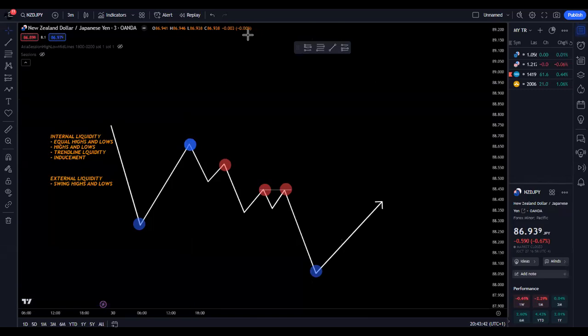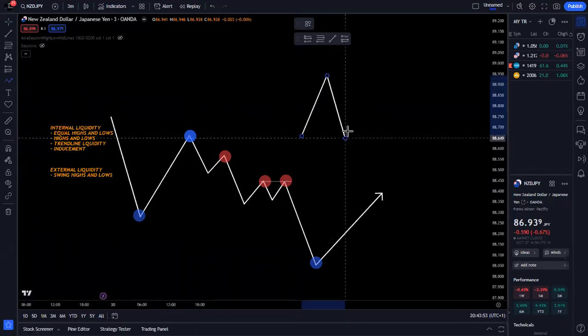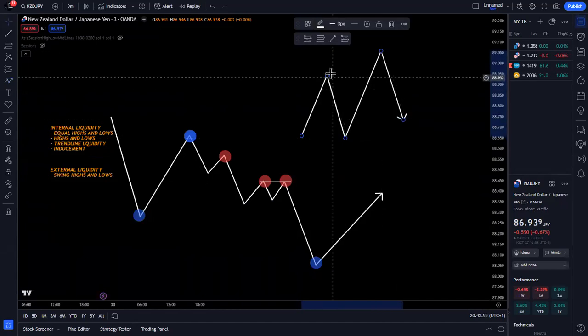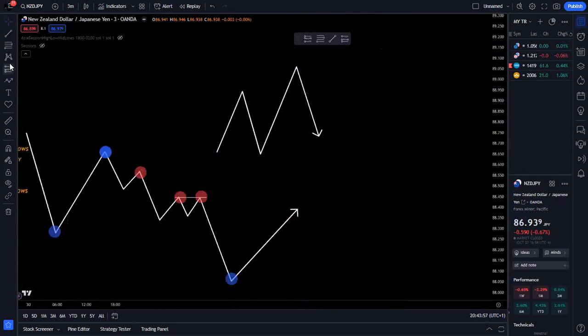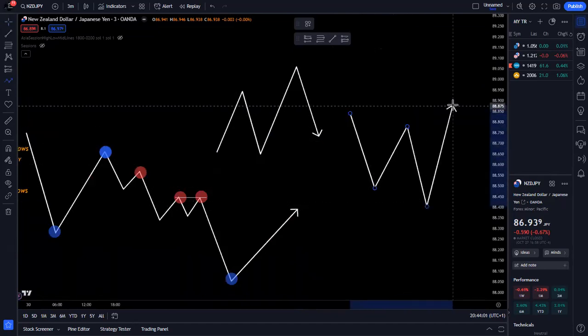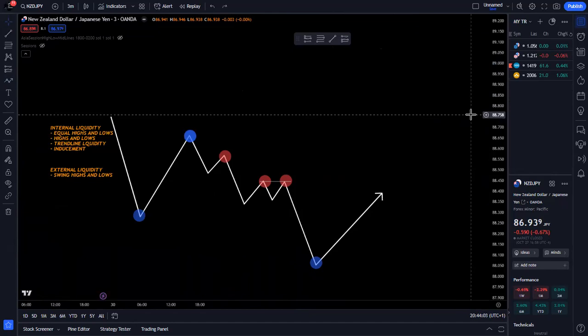I was saying, when it comes to equal highs and lows, the highs and lows must be equal. They must be of equal height. One should not be higher than the other. You should not have something like this. Now, this is not equal high and equal low. And then you should not have something like this. This is not equal high and equal low. This is not.